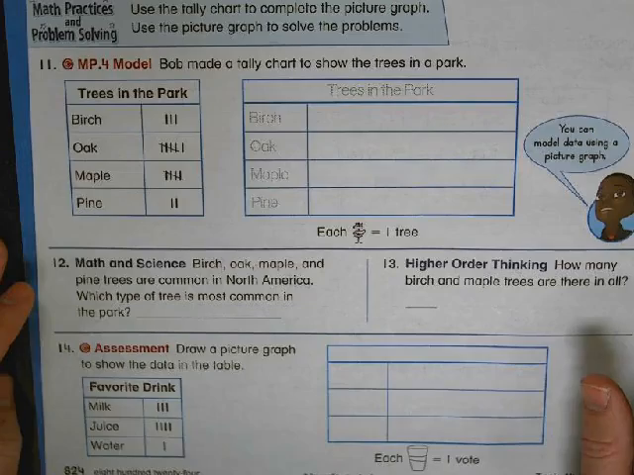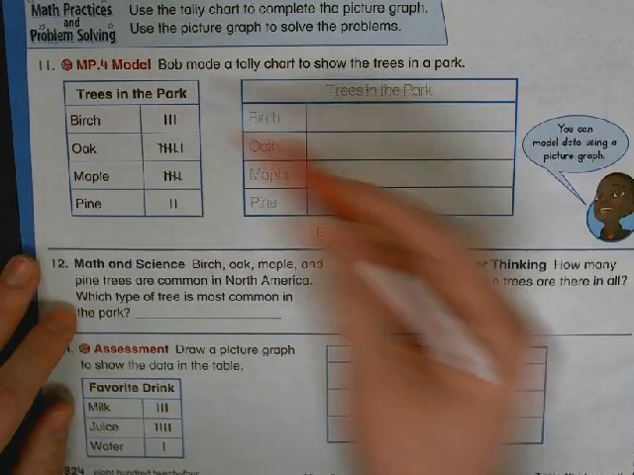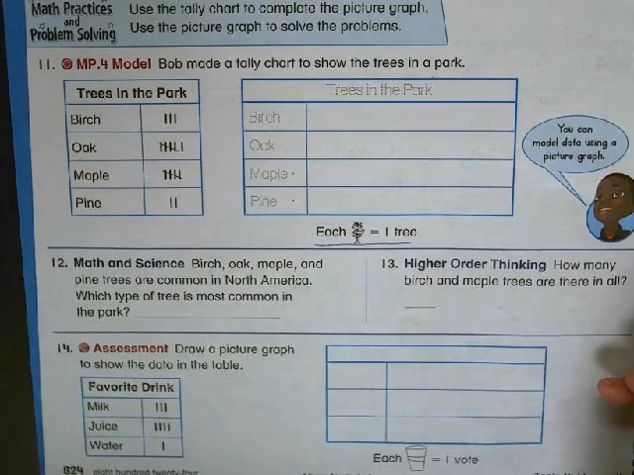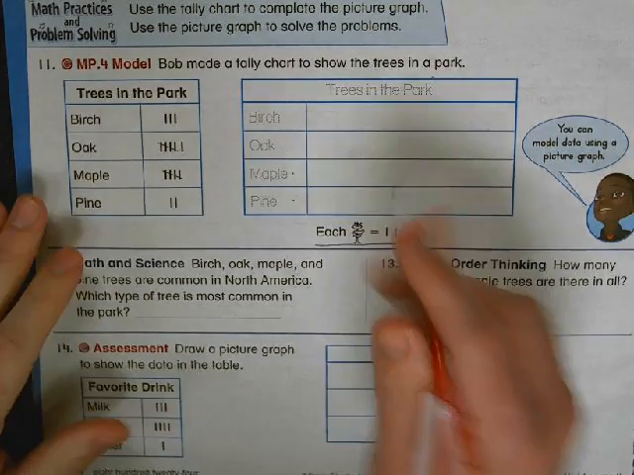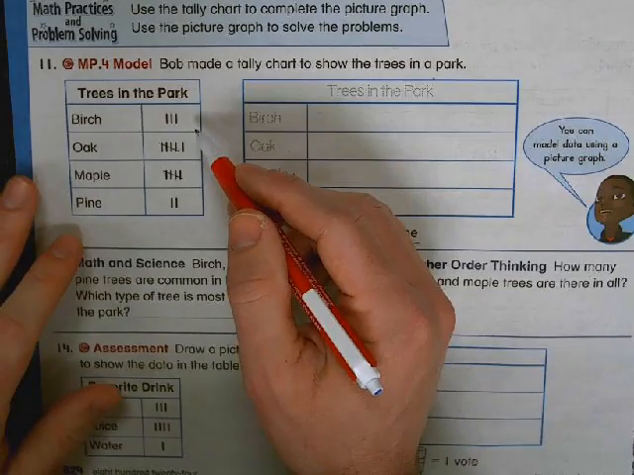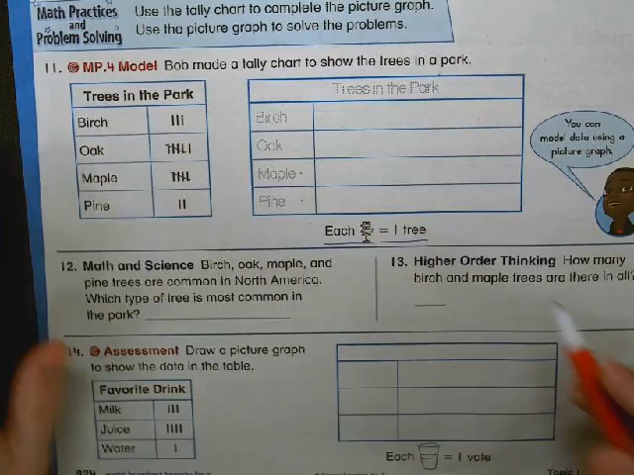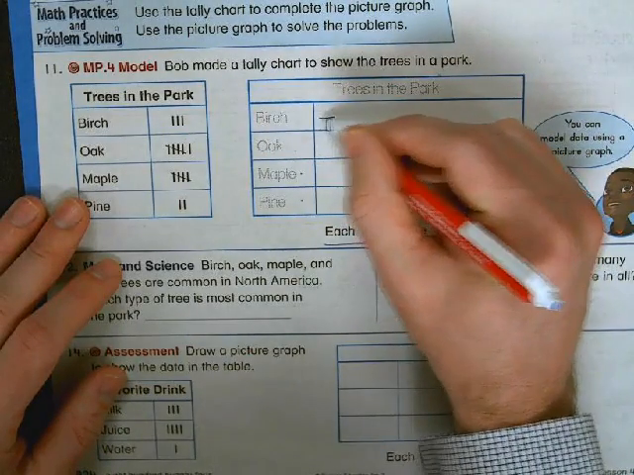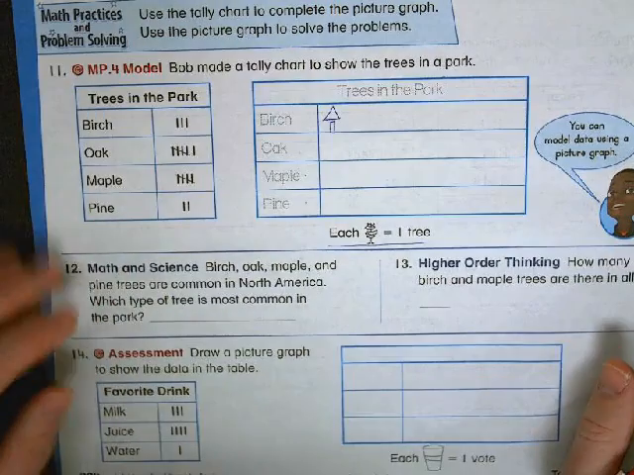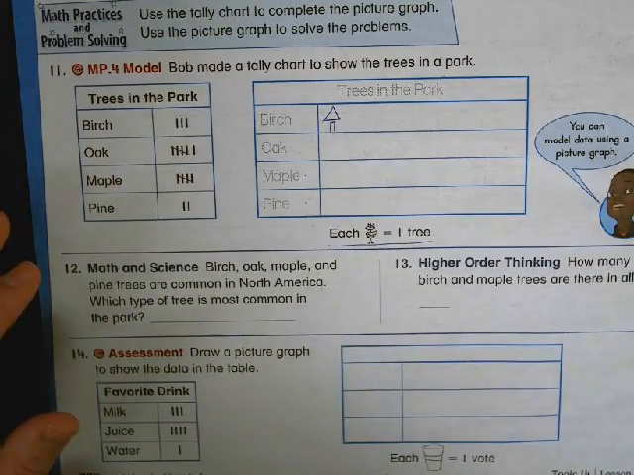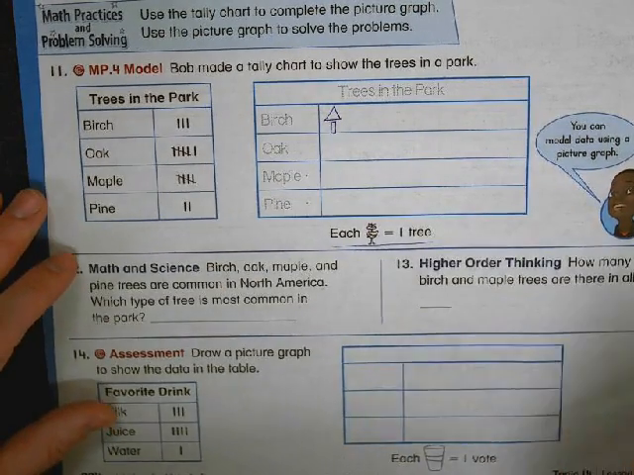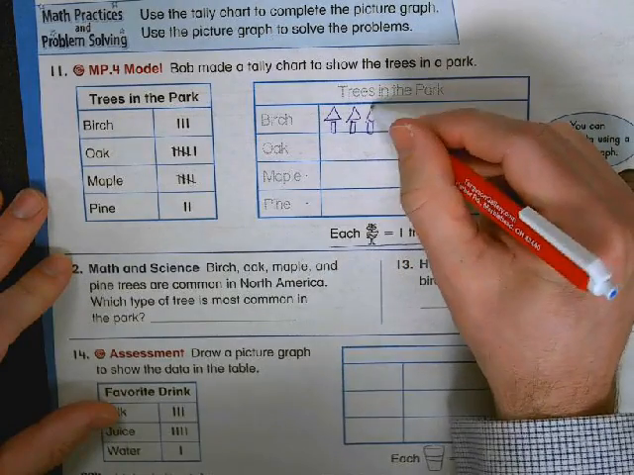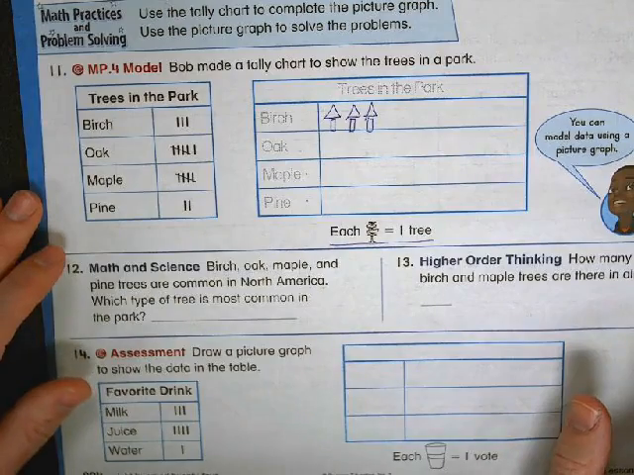Use the picture graph to solve the problems. So trees in the park. Birch, oak, maple, pine. Each tree is one tree. So birch has 3. Draw some handy dandy trees. I'm just going to draw the tree like this, a Christmas tree with a triangle. I'm not a great artist. Some of you are. This left window you are. And I need 3 of those. 1, 2, 3. Boom. Okay.